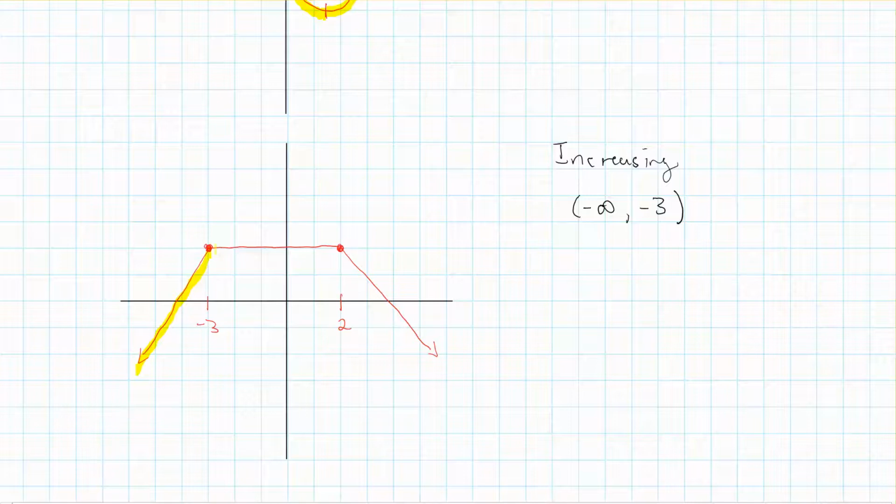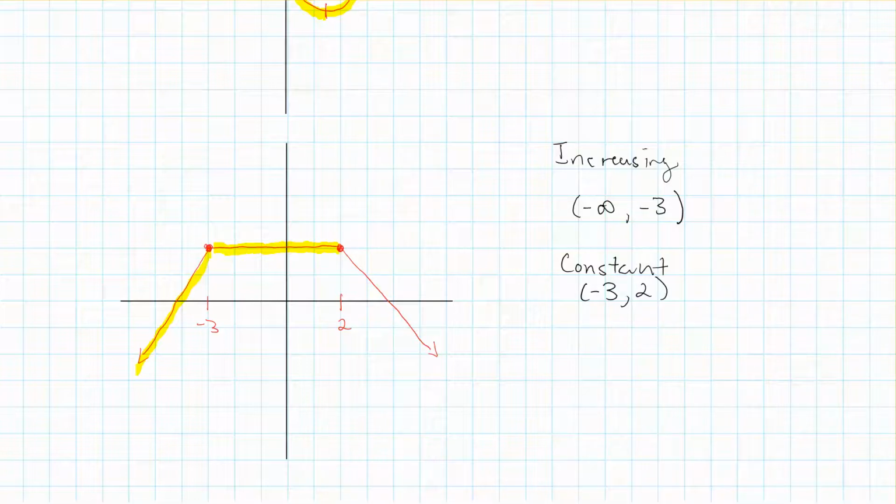And then we can see here, from -3, I'm not going up or down, I'm remaining constant from -3 all the way up to 2. So I'm constant from -3 to 2. And then from 2, we can see I'm clearly going down. So I'd be decreasing from 2 to infinity. Okay.